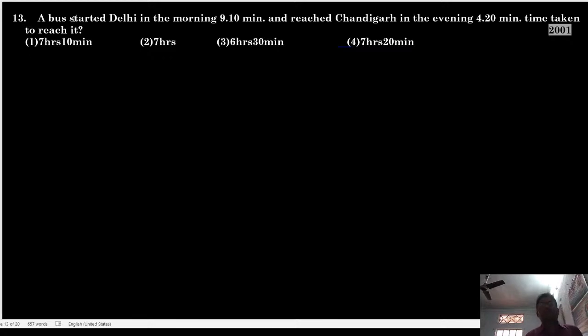13th, a bus started from Delhi in the morning at 9:10 and reached Chandigarh in the evening at 4:20. We have to find the time taken to reach it, the duration of activity. To find the duration of activity, here we have a formula.